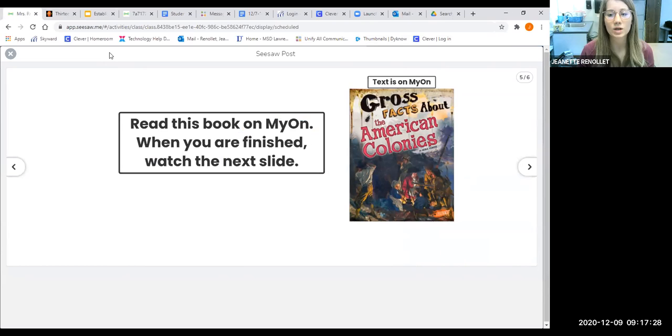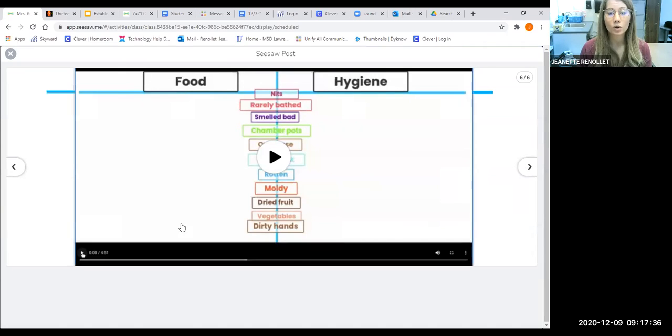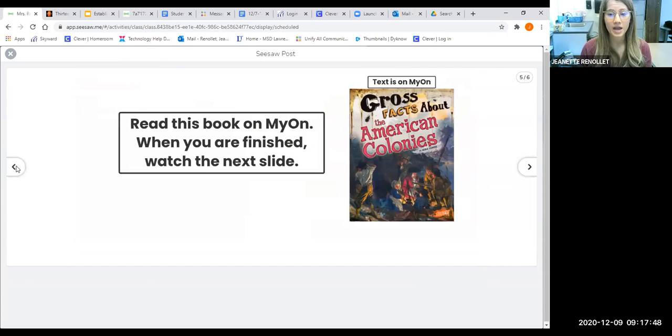Today, we're going to read a book about the American colonies and what it was like to live there. We're going to listen to this example from Mr. McKinney about what we're going to do with context clues today. Mr. McKinney read our book, and he's going to show us what we're going to do with some details from our text today.